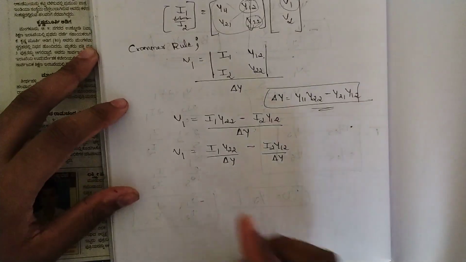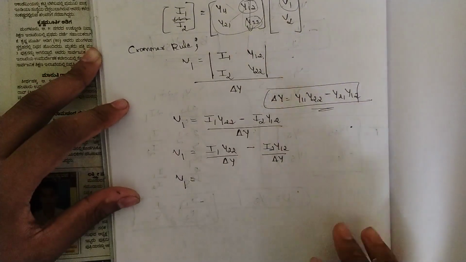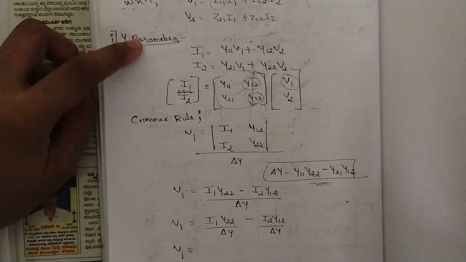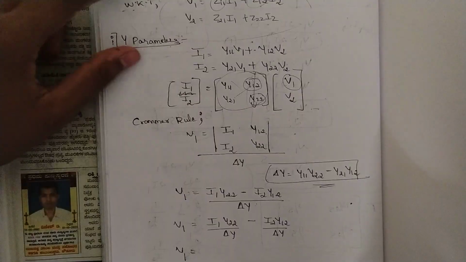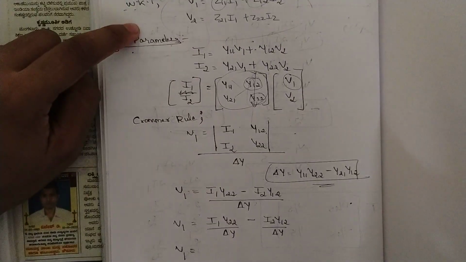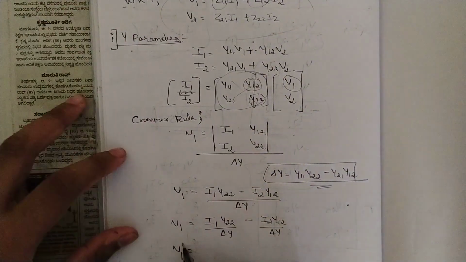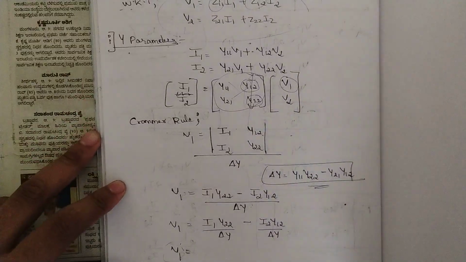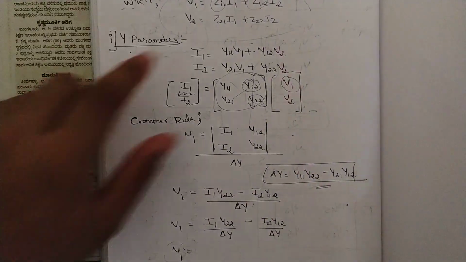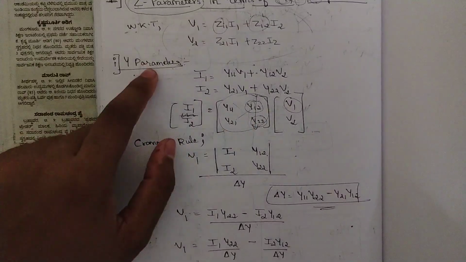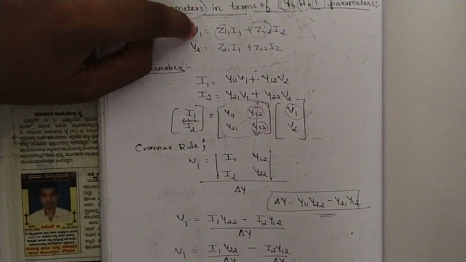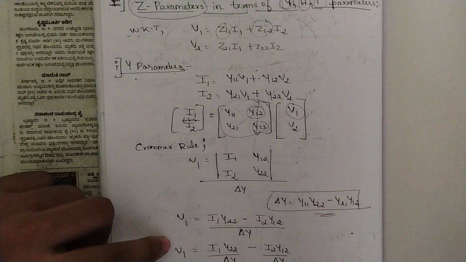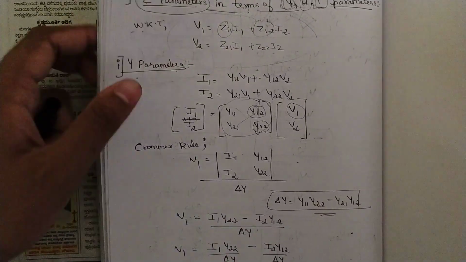Now what I am doing is, V1 is equal to, if you observe, we need z parameters in terms of y parameters. Now if you observe here, we have the equation V1, and if we want the values of z11 and z12 in terms of y parameters, what we should be doing is, here V1, I1, I2. We have all three equations.